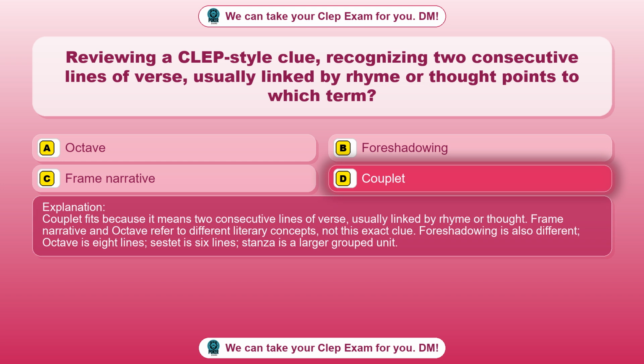Couplet fits because it means two consecutive lines of verse, usually linked by rhyme or thought. Frame narrative and octave refer to different literary concepts, not this exact clue. Foreshadowing is also different. Octave is 8 lines, sestet is 6 lines, stanza is a larger grouped unit.